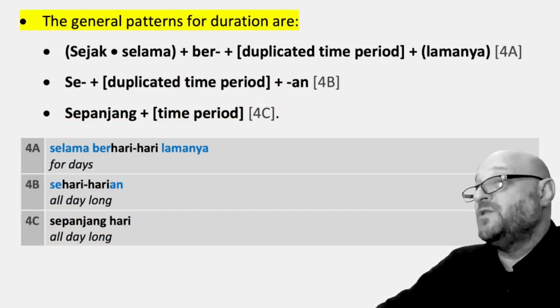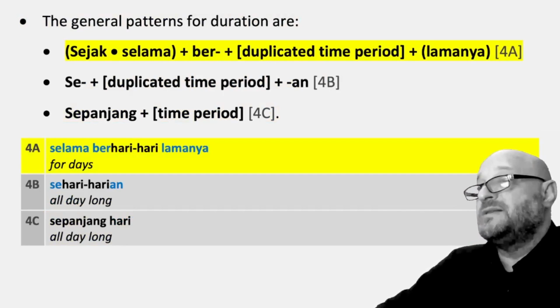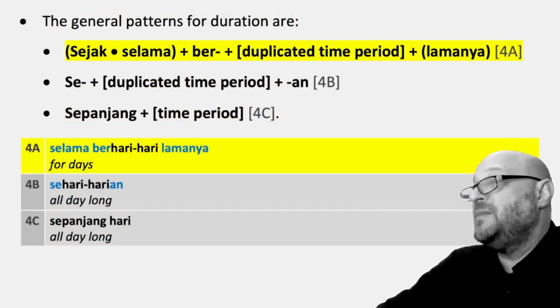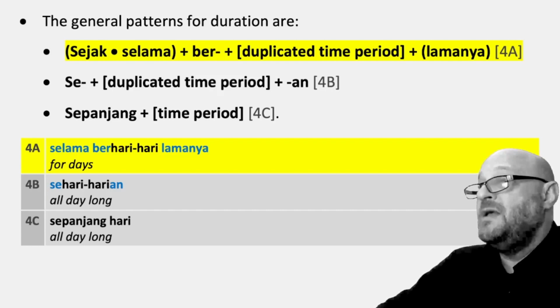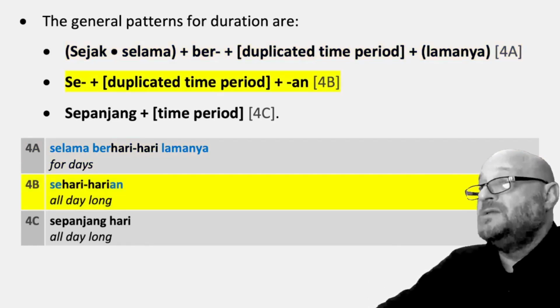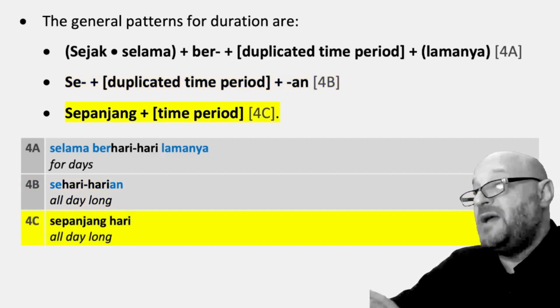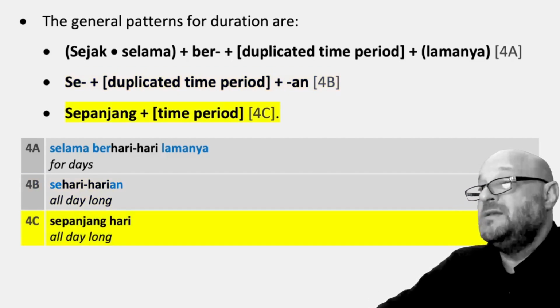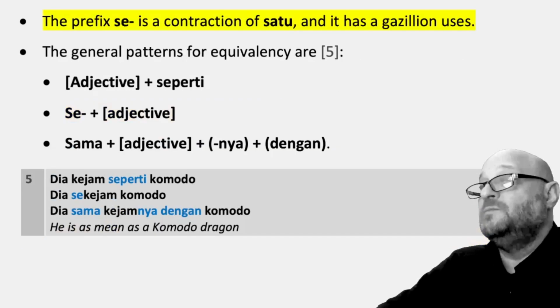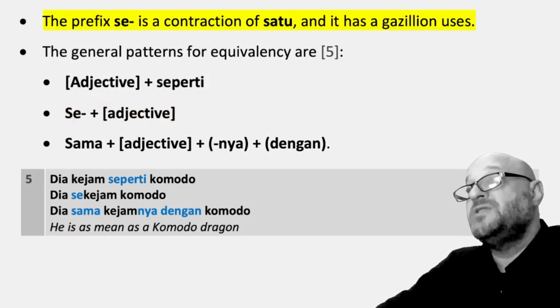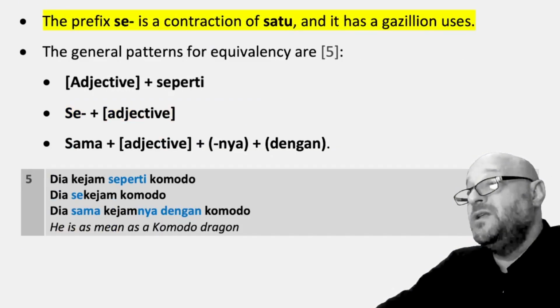The general patterns for duration are sejak, selama plus ber plus duplicated time period plus lamanya. Example 4a, selama berhari-hari lamanya, for days. Or just leave out selama and lamanya to give berhari-hari. Se plus duplicated time period plus an. Example 4b, sehari-harian, all day long. Sepanjang plus time period. Example 4c, sepanjang hari, all day long. The prefix se is a contraction of satu, and it has a gazillion uses.